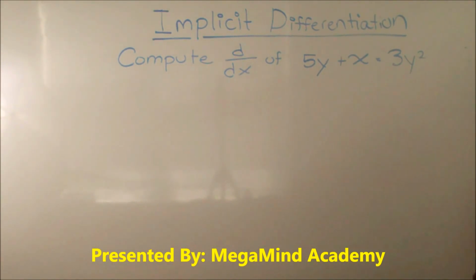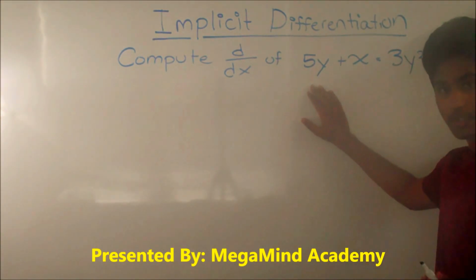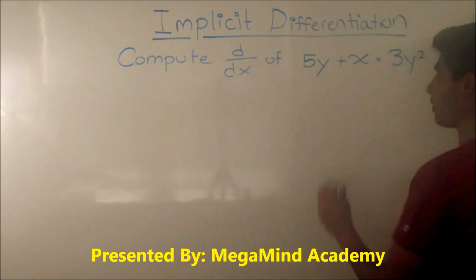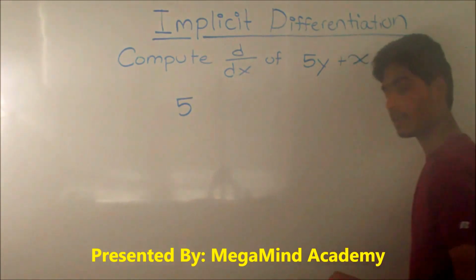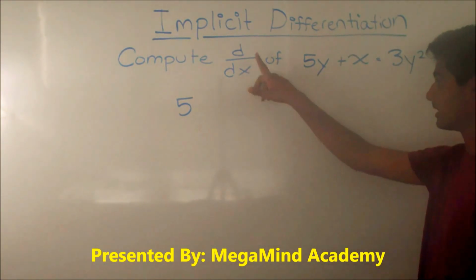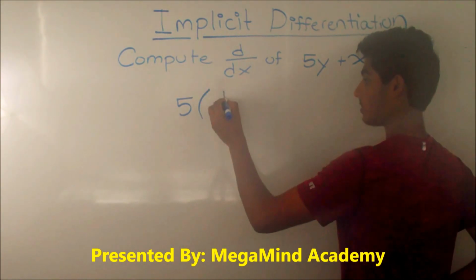In implicit differentiation, we treat both the y's and x's as x, but whenever we have a y and we take the derivative of that term, we have to multiply that by dy/dx. So let's do that. We have the derivative of the first term, which is 5y. We act like the y is an x, and we get 5 times, now we have to multiply this by dy/dx, because this is a y, not an x.